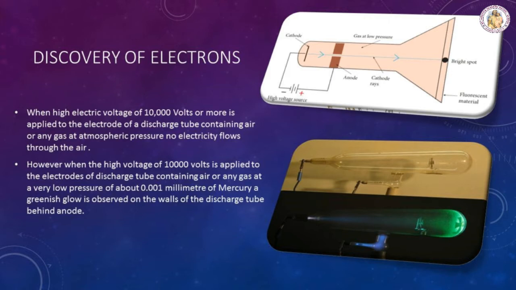This you can understand by the given picture. These observations clearly show some invisible ray coming from the cathode. Hence, these rays are called cathode rays. Later, they were named as electrons.